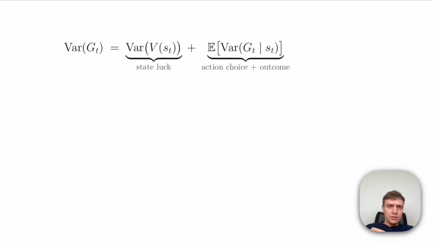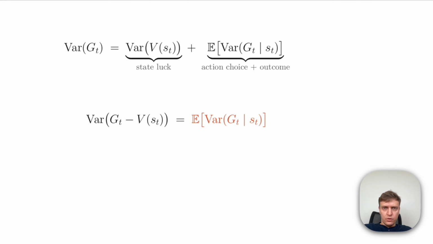And then the second part is the action choice and the outcome. So how well you behaved in this case, given already the current state. So again, this second part looks more at the relative goodness of your actions rather than at how lucky you are to just end up in this state. And if we move to the advantage estimation, so if we subtract this value from return, then we completely remove the first part of this variance and we are left only with the second part of the variance. And this is exactly what we want, yes?